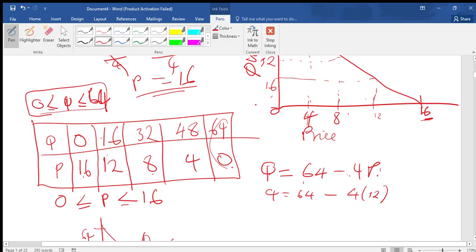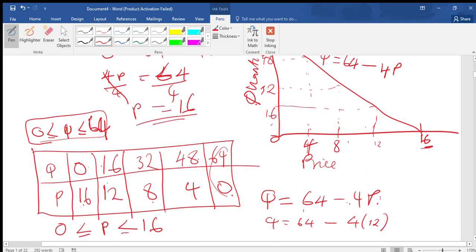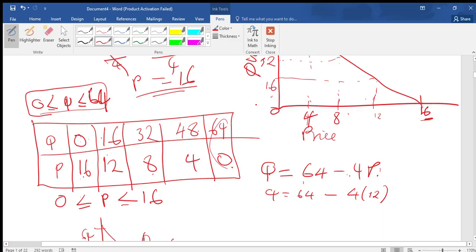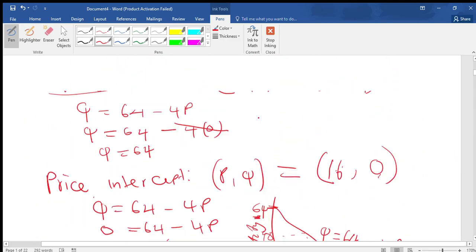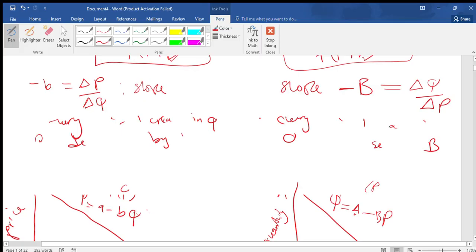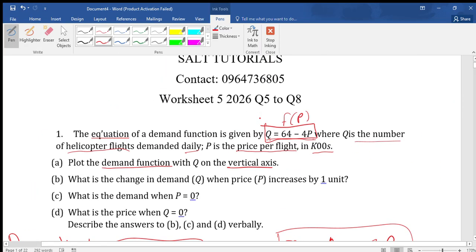So that's the first part. So the first part says, can you plot the demand function with Q on the vertical axis, and we have achieved our first objective there. B, it says what is the change in demand Q when price increases by 1 unit? What does this explain? This is just explaining the slope.